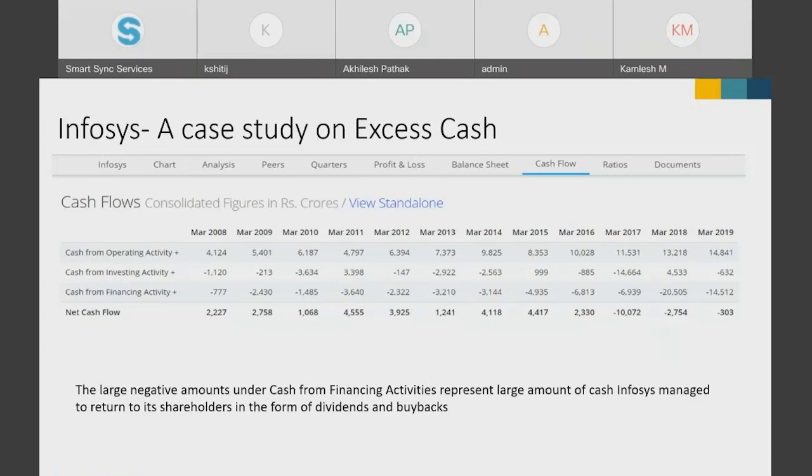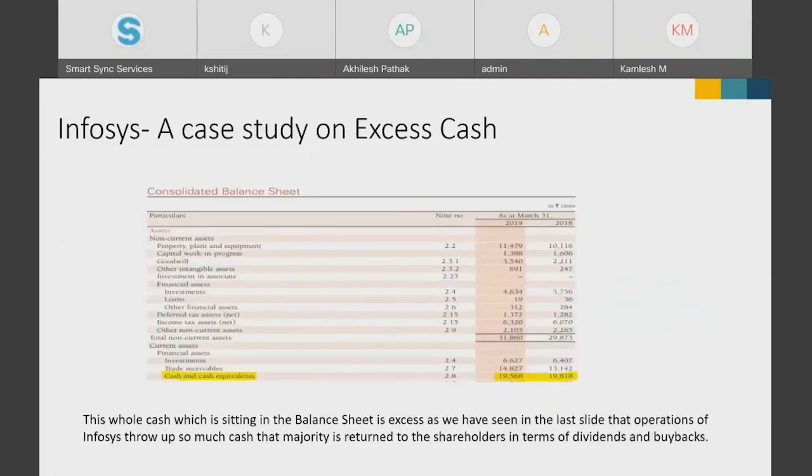Now, even after paying such a high amount of dividend, you see this is the cash which is sitting on the balance sheet. This cash and cash equivalents of 19,000 crore. When a business which is earning 14,000 crore of cash every year and your business doesn't need any extra cash, you're returning a lot of cash to the shareholders. Is this a cash which is actually required in the business? No, it is actually an excess cash, right?